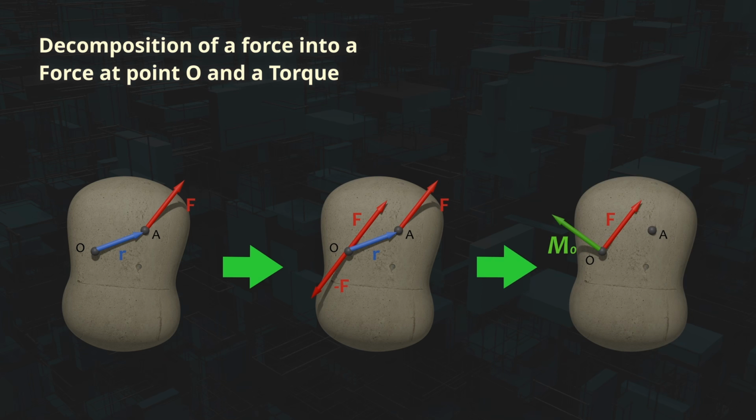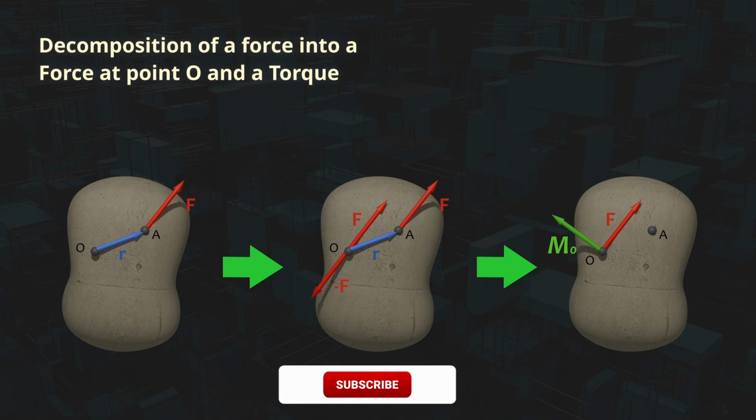The force systems of each of the three images will produce the same effect on the rigid solid. The force at O has the same magnitude, direction, and sense as the original force, but acts at a different point. The torque has a moment equal to the product of the magnitude of the force by the distance between the line of action of the force and point O.